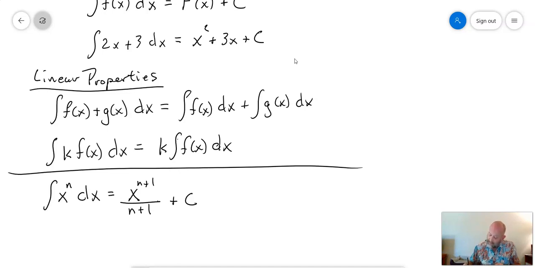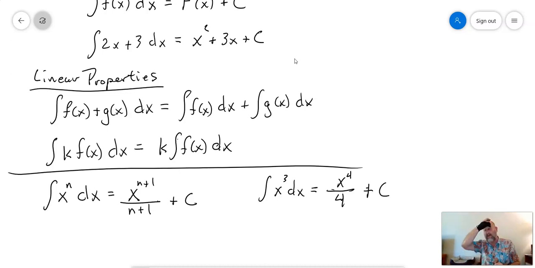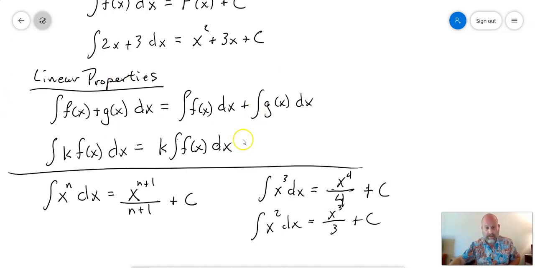So what that means is if I'm integrating something like x cubed dx, I'm going to increase the exponent by 1 and then divide by the new exponent. And then I have to have a plus c in here. We always have that constant hanging out. We're going to learn how to find that constant shortly. If I have the integral of x squared dx, I end up with x cubed over 3 plus a constant.